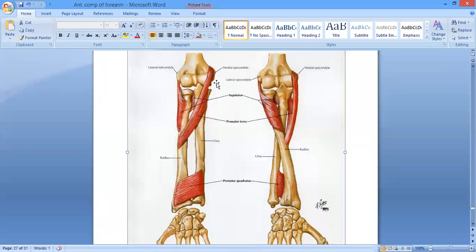And then it travels running obliquely towards the radius, and it's going to be inserted where? In the middle of the lateral aspect of the shaft of the radius. As you can see, it is inserted over there, right? And it is supplied by the nerve called the median nerve.